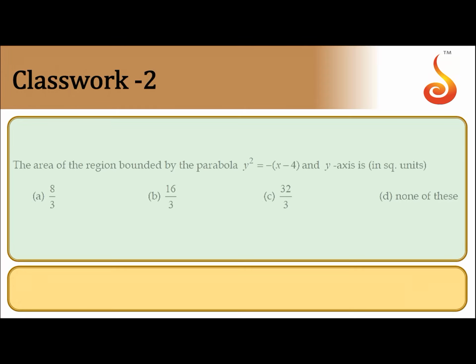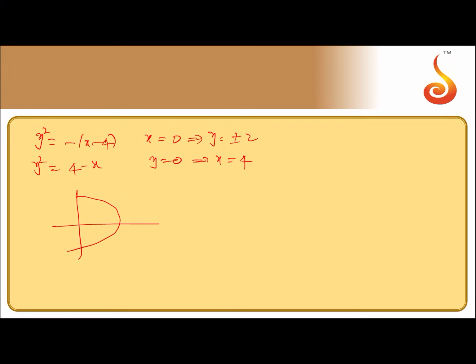Coming to the second one, the area of the region bounded by the parabola y square is equal to minus of (x minus 4), and the y-axis. So y square is equal to minus of (x minus 4), that is y square is equal to 4 minus x. Clearly, x equals 0 gives y equal to plus or minus 2, and y equals 0 gives x equal to 4. And the parabola looks like this.